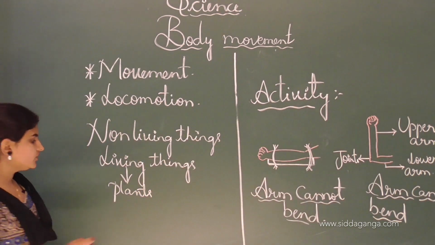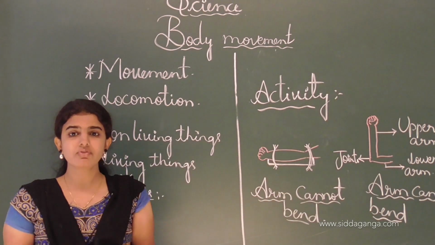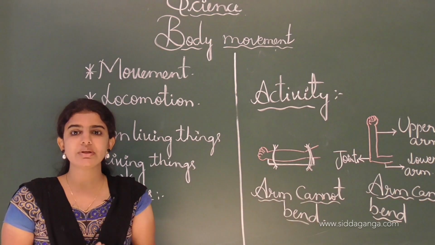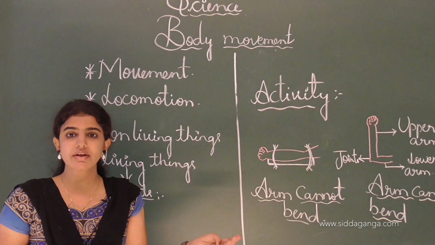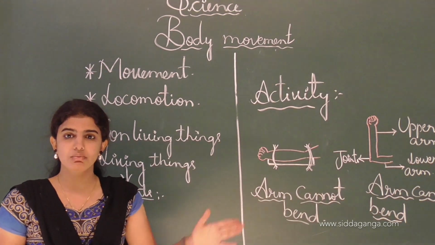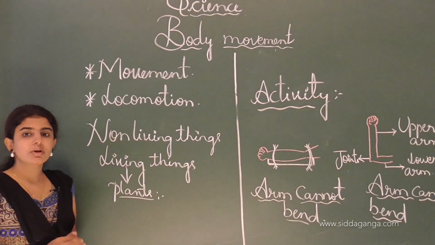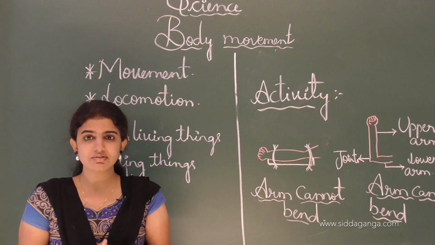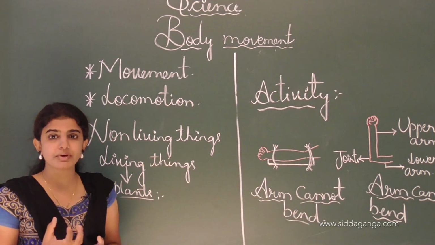In plants, movement takes place in roots also. If there is a lack of soil or water for growing, the roots move towards the place where water and suitable soil are present. Also, in the previous class I told you about the closing and opening of the lotus and lily flowers. So flowers also show movement.